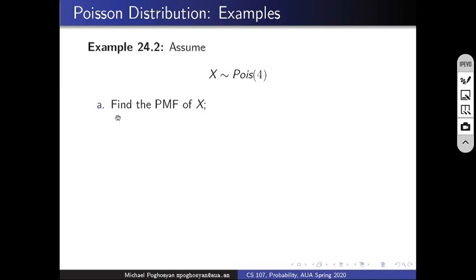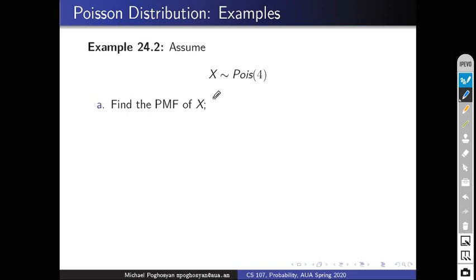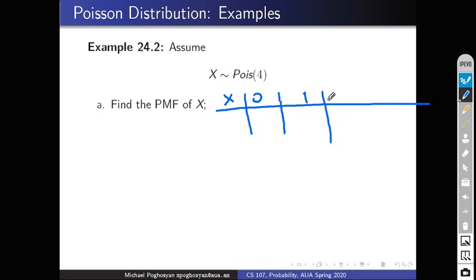The problem is asking to find the PMF of x. So the PMF of x is the following. Let me write it here. So x is taking values 0, 1, 2, 3, 4, etc. So an infinite number of them, with probabilities.